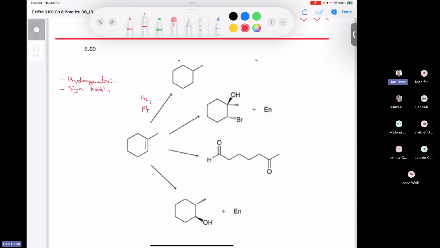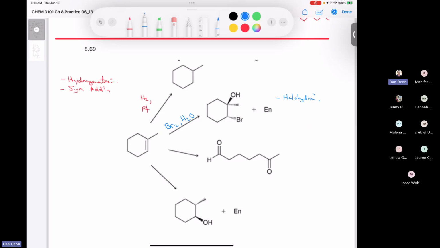But it is a syn addition. All right, the next one is halohydrin formation. For that, we need bromine, which is going to be our electrophile, and then water is going to come in as well.